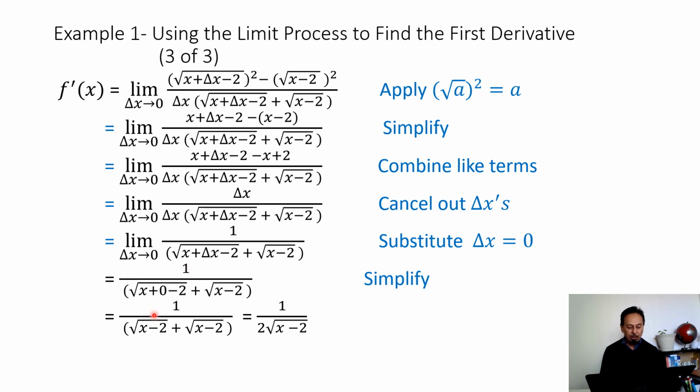So we have now 1 over the square root of x plus 0 minus 2 plus the square root of x minus 2, which reduces to 1 over the square root of x minus 2 plus the square root of x minus 2. So this will become 1 over 2 times the square root of x minus 2. And that is the derivative of the square root of x minus 2 by the limit process.